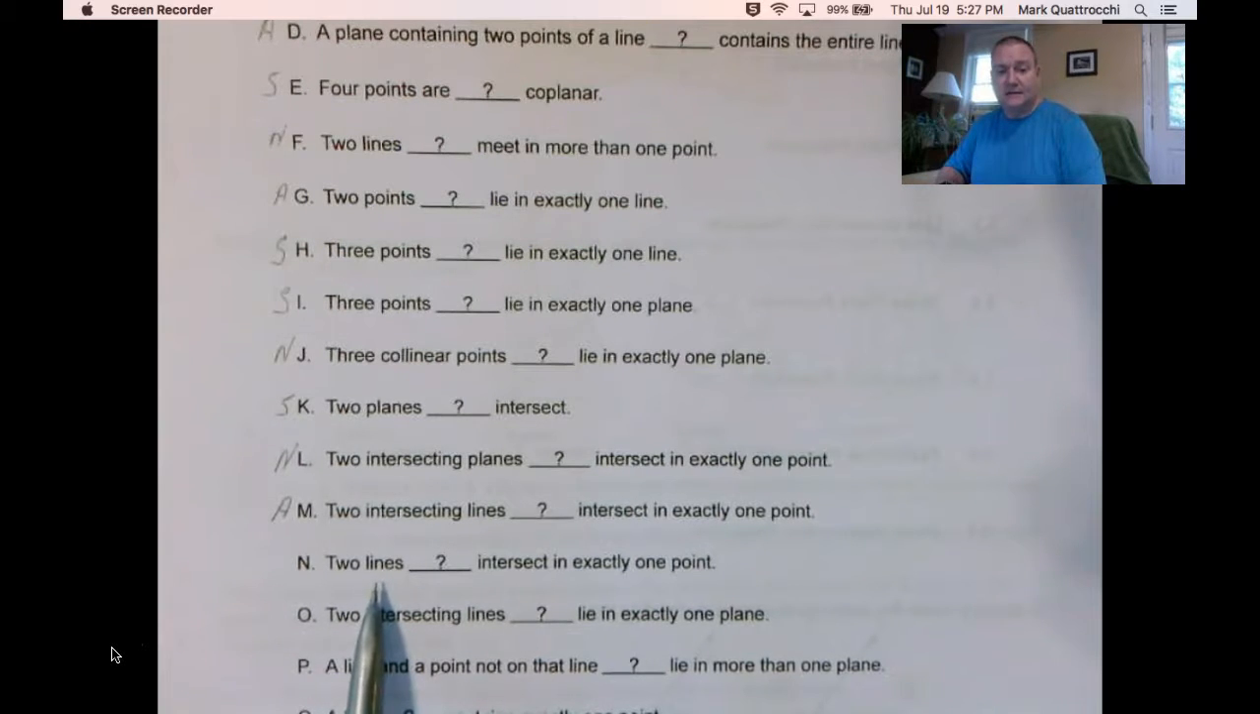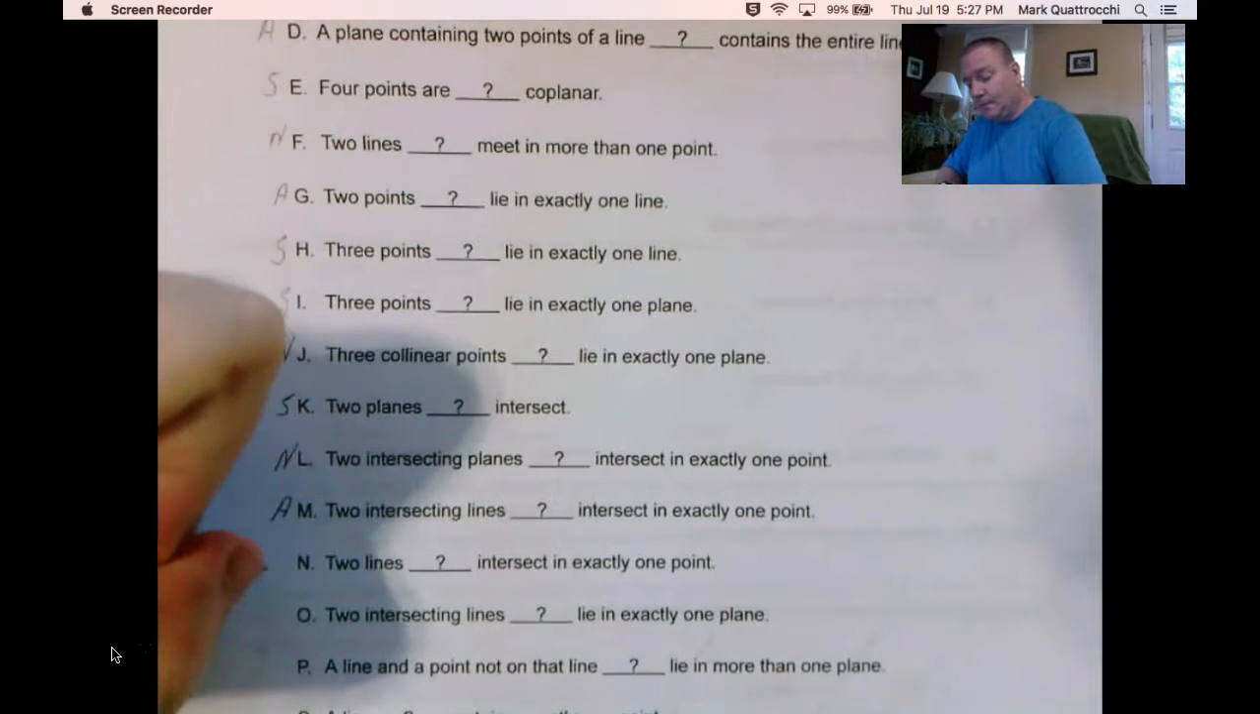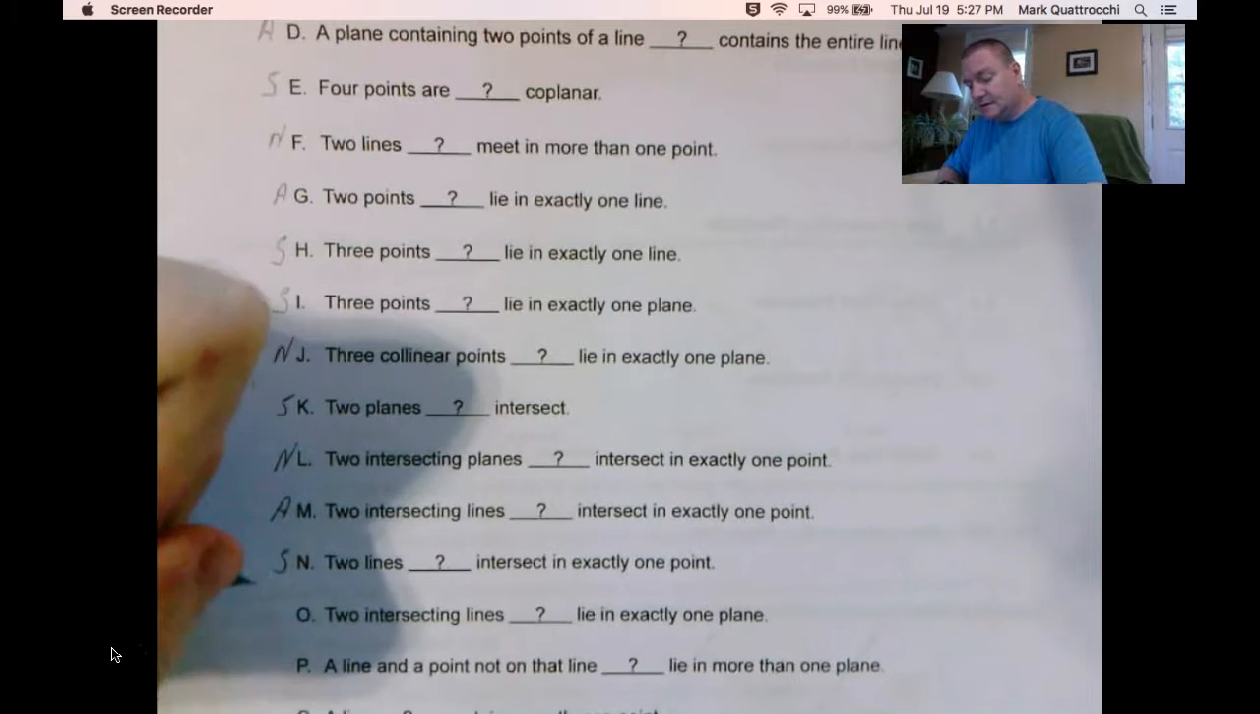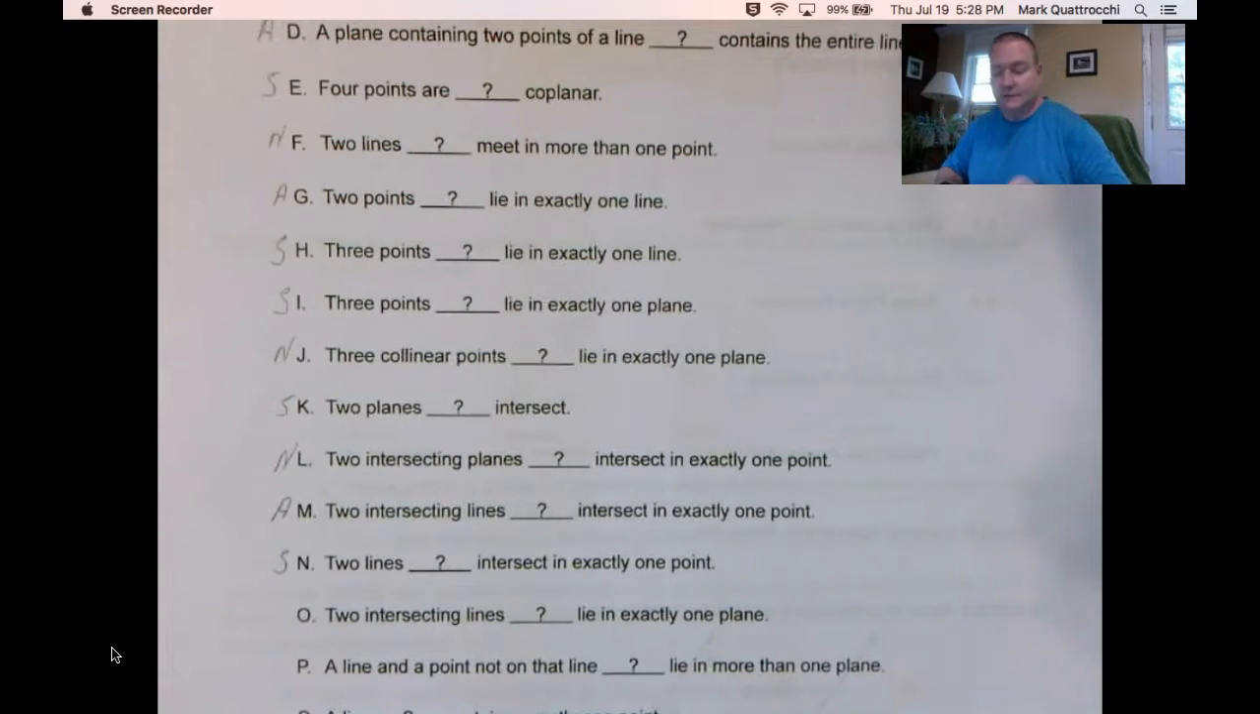Two lines might intersect in one point. They might never intersect. They could be parallel or skew. So this is a sometimes. This is a good example of where I can draw two lines that intersect at one point, and I can draw them where they never intersect, making it a sometimes.